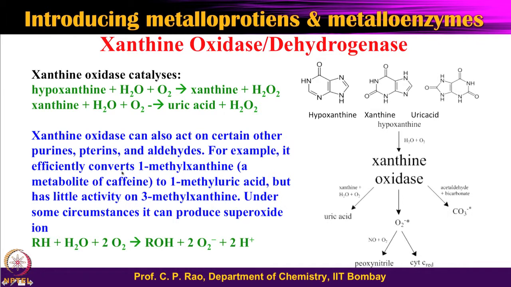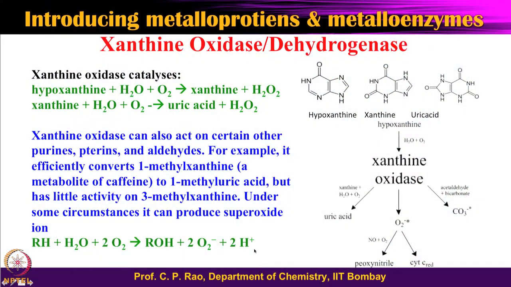Xanthine oxidase can also act on certain other species like purines, pterins, and aldehydes. For example, it efficiently converts 1-methyl xanthine, which is a metabolite of caffeine in the body. When you consume caffeine, it is metabolized and gives 1-methyl xanthine, which converts to 1-methyl uric acid. But if the system has 3-methyl xanthine, that will not react, because the orientation is also important. That is where enzyme reactions are both position specific as well as stereo specific. Under certain circumstances this can create superoxide, and that is where the reaction is shown over there.